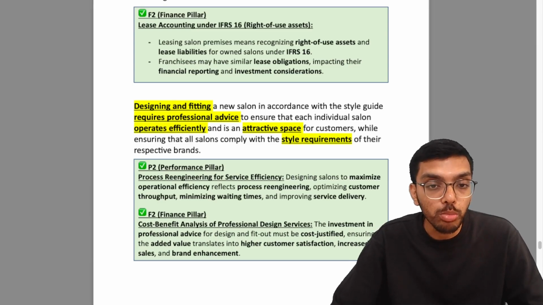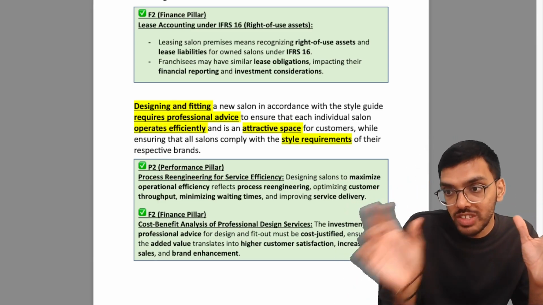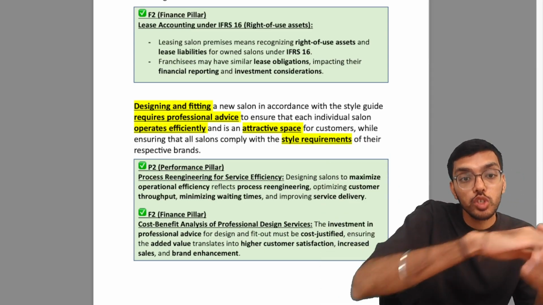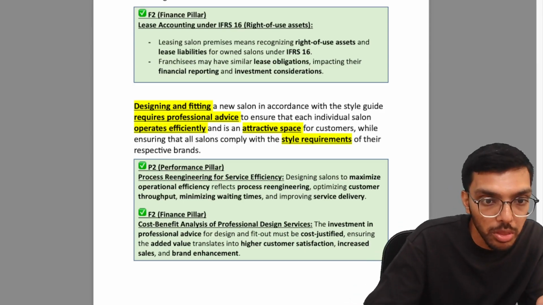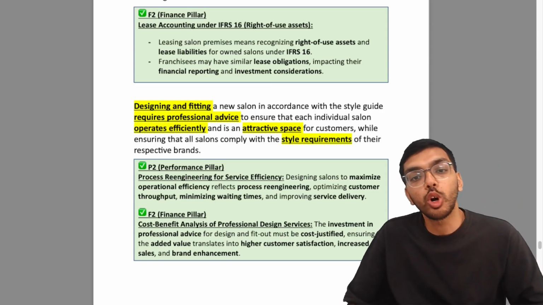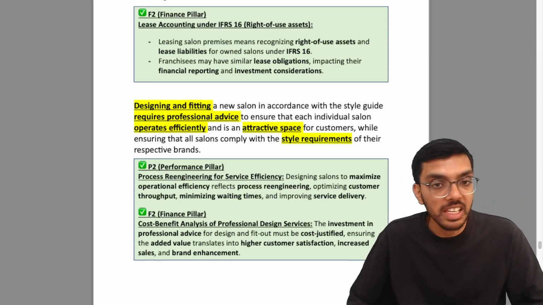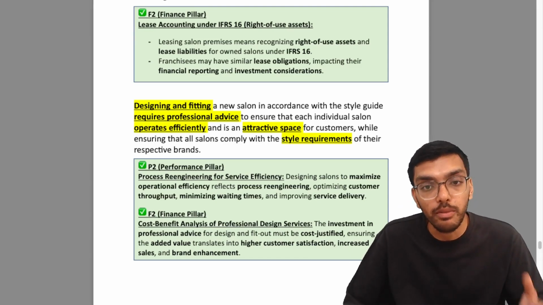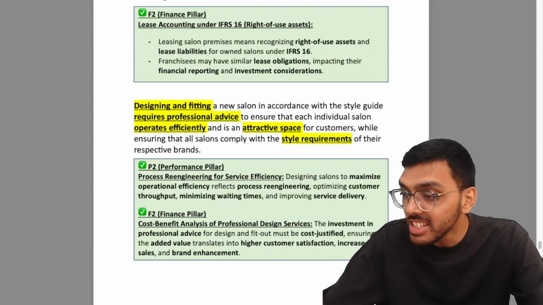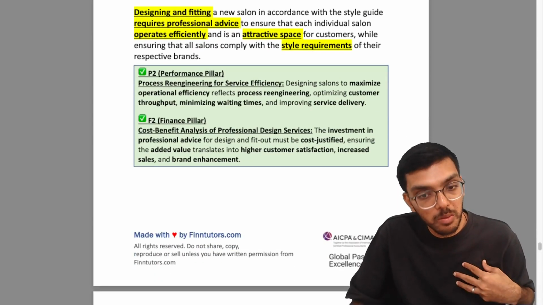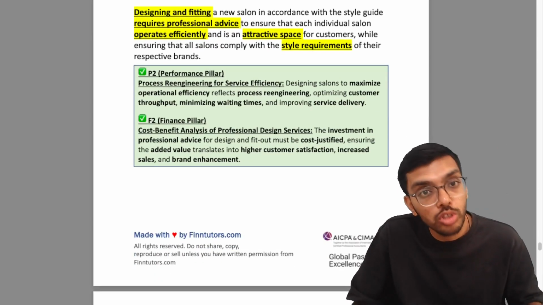Optimizing customer throughput, which means, okay, you want a good salon. Let's re-engineer it from the beginning so that we can give good customer throughput. We can minimize the wait times. And as always, a cost benefit analysis will need to be carried out to make sure that the cost is justified for the fit out. And then the franchisee also has a chance to earn money, because only if the franchisee earns money, we earn money and our brand grows.